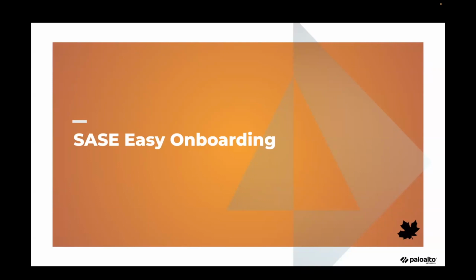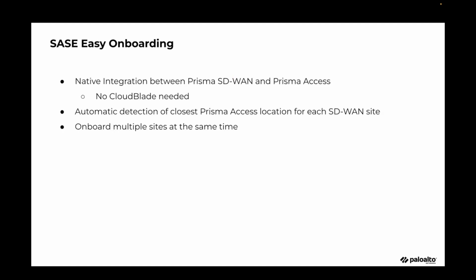And we now have native integration between Prisma SD-WAN and Prisma Access. So there is no need for any Cloud Blade. And the native integration also provides you the benefit of automatic detection of the closest Prisma Access location for each of your SD-WAN sites. So it will automatically detect which is the closest Prisma Access location to connect to. You can obviously override it if you want to and make it connect to a particular Prisma Access location that you want to connect to. Another benefit with this native integration is you no longer have to do it on a per site basis. You can onboard multiple SD-WAN sites to Prisma Access at the same time.